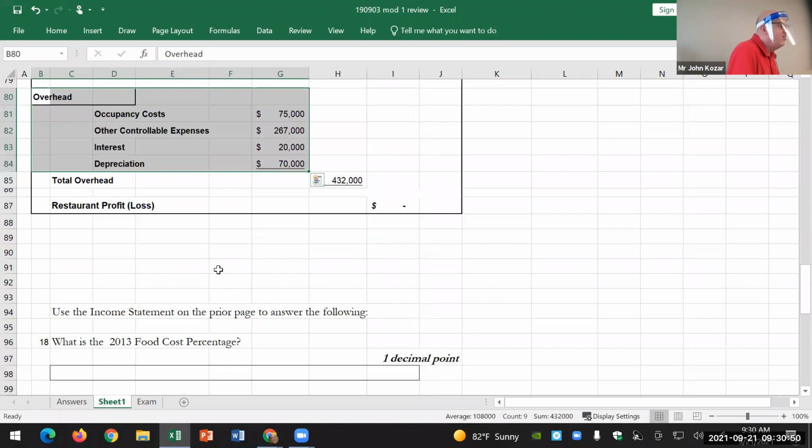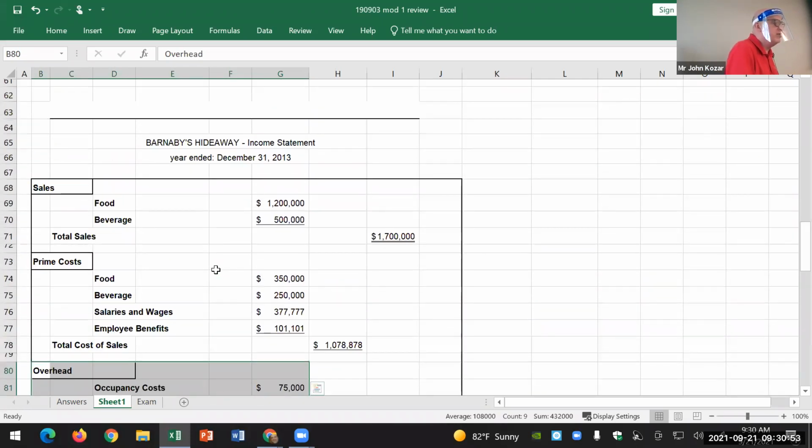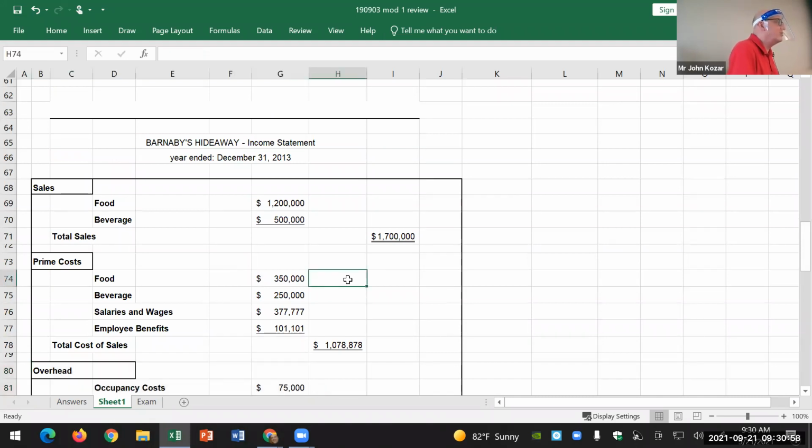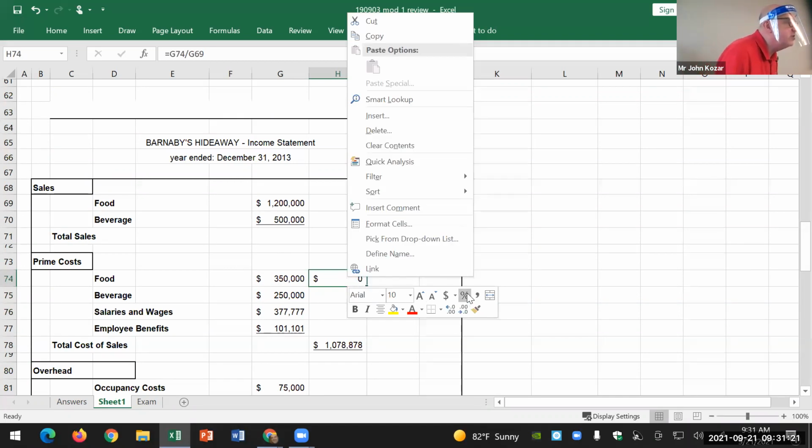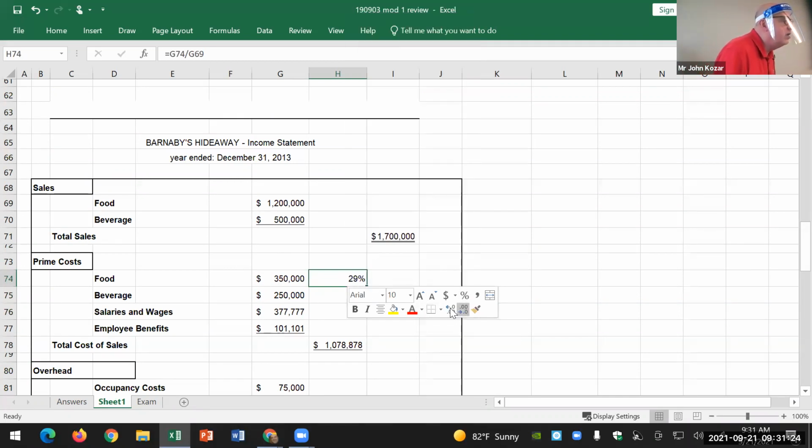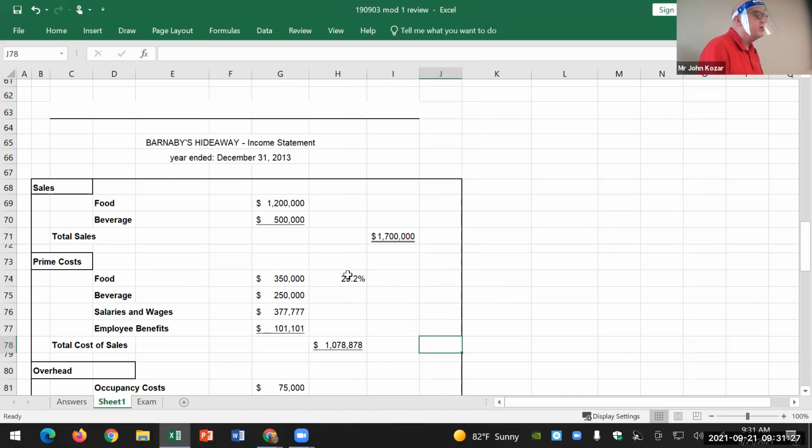So what is the food cost percentage? We're using that same formula. Food cost percentage is equal to food cost divided by food sales. And food cost is 350 divided by 1.2 million for the food sales. And it's not a dollar sign, this is the percentage. So the answer should be 29.2%.